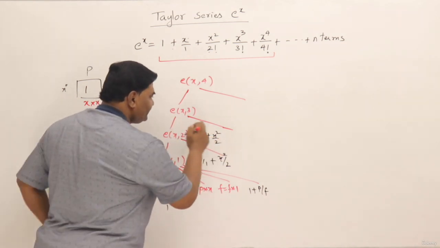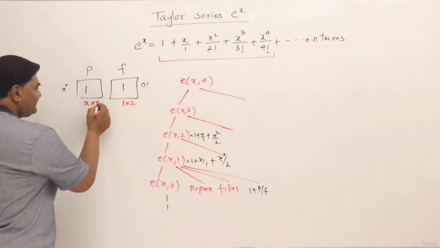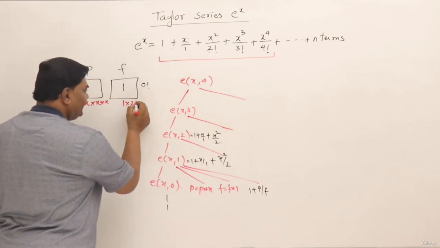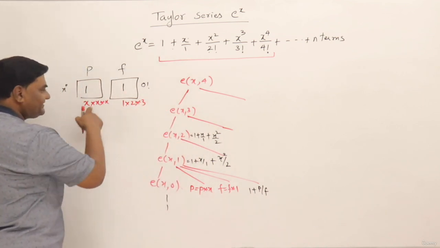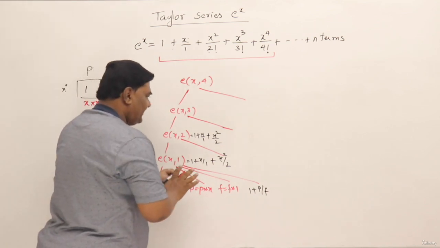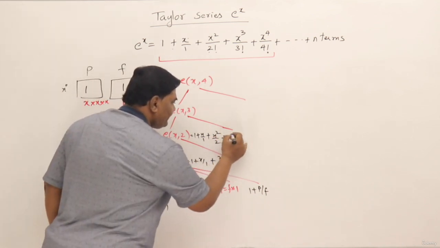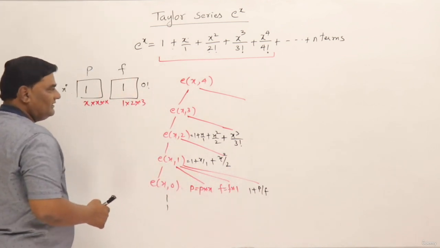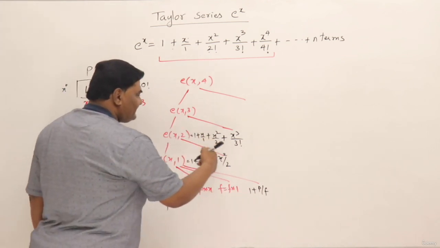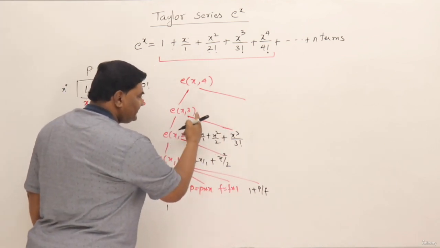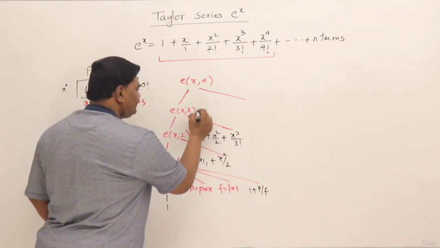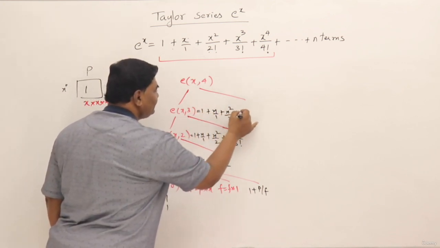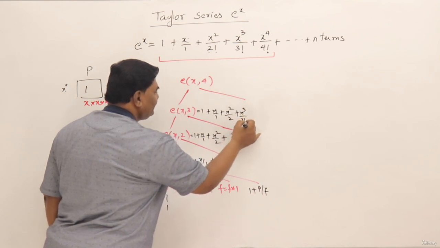Now for this function call, again, this p should be multiplied by x and f should be multiplied by 3. So it becomes x cube and this becomes 3 factorial. So plus x cube by 3 factorial. That is 6. Now this is the result of this function call, so this returns and this becomes 1 plus x by 1 plus x square by 2 plus x cube by 3 factorial.